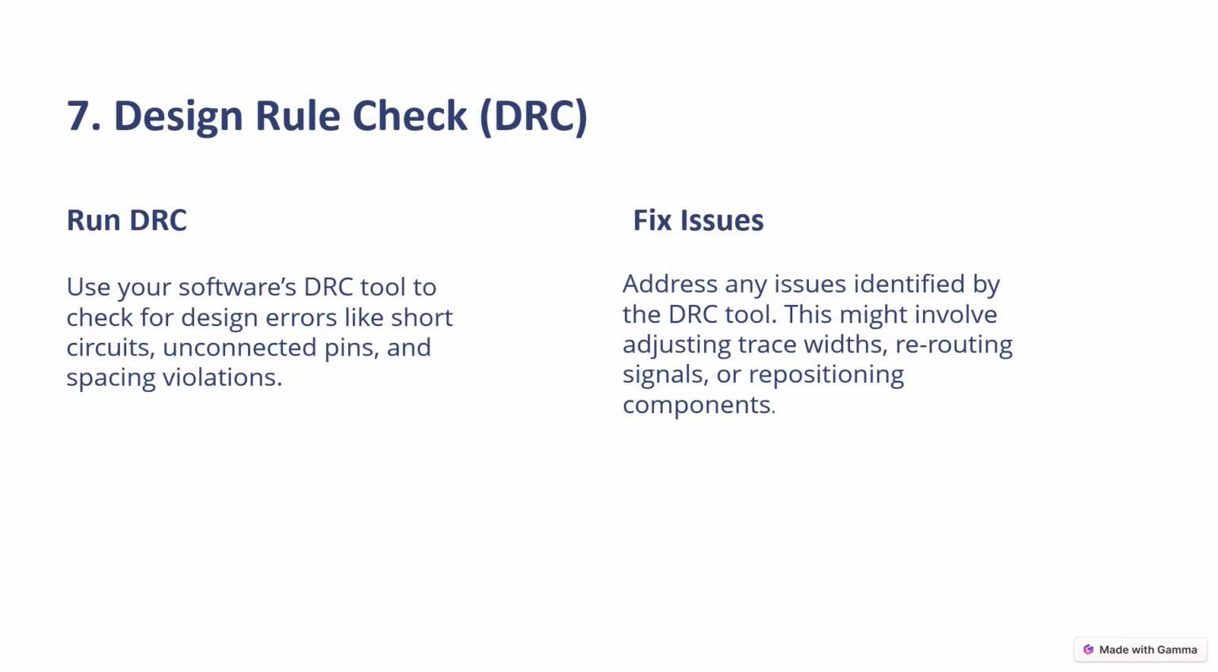Step 7. Design Rule Check, DRC. Run DRC. Use your software's DRC tool to check for design errors like short circuits, unconnected pins, and spacing violations. Fix issues. Address any issues identified by the DRC tool. This might involve adjusting trace widths, rerouting signals, or repositioning components.